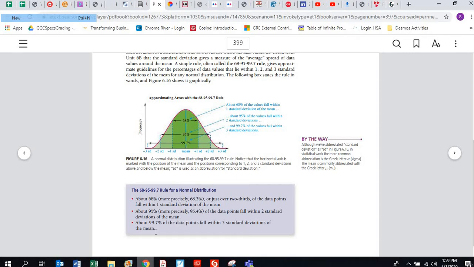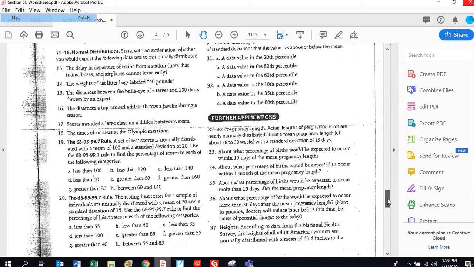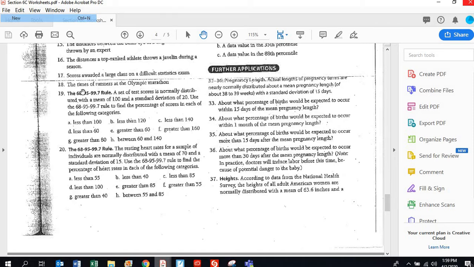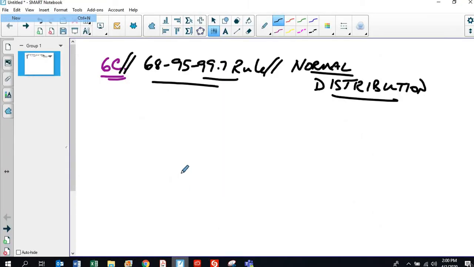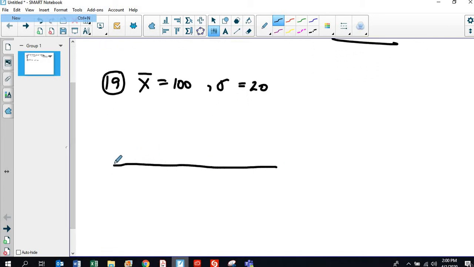In your worksheets, you've got this picture. This is in your textbook also online, but in the worksheets, I have given you those pictures. This is work right out of your textbook. Here we are going to do problem number 19. A set of test scores is normally distributed with a mean of 100 and a standard deviation of 20. Let's draw a picture of what that looks like. Since it's normally distributed, we are told that the mean is 100 and the standard deviation is 20. I'm going to go ahead and draw my curve first. I'm not an artist, and I don't expect you to be.